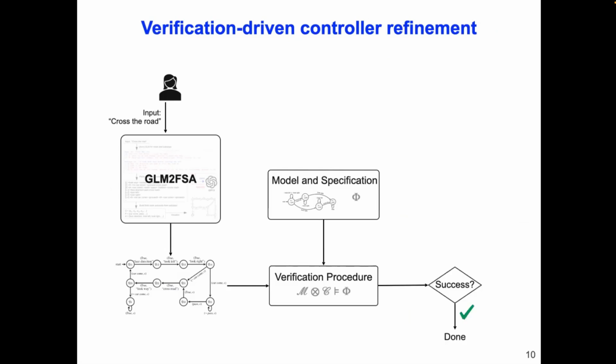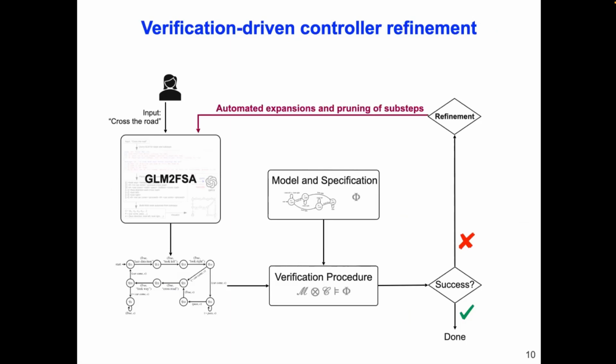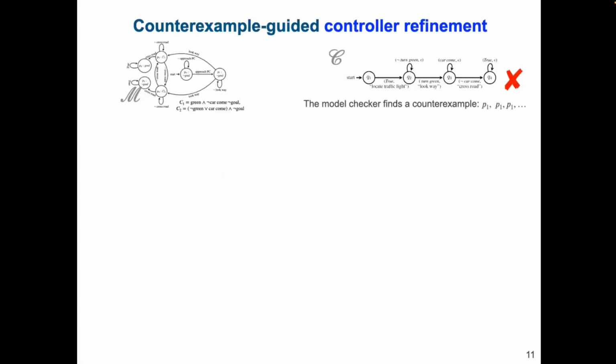Now you have the verification question. If success, you must be happy, because based on what you know about the world, you have a finite state object that satisfies the specification. There's not much else you can do. If not, then we may be able to refine the controller, and that is essentially counterexample guided model refinement.